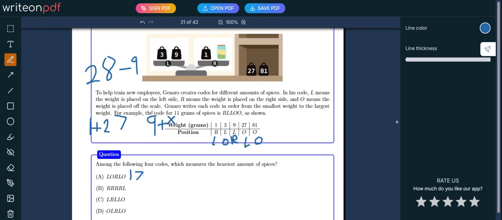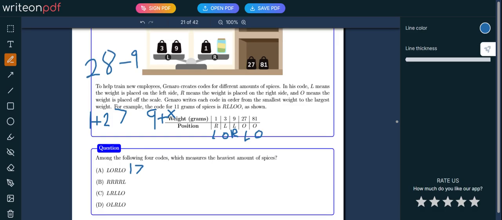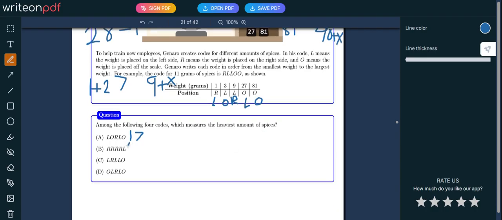Okay. Now we have right, right, right, right, left. So that means 1, 3, 9, 27, 81, right? And that would be 1 plus 3 is 4. 4 plus 9 is 13. 13 plus 27 is 40. Okay, 40 plus x. Oh my, that's a whopping 41, which demolishes the first.